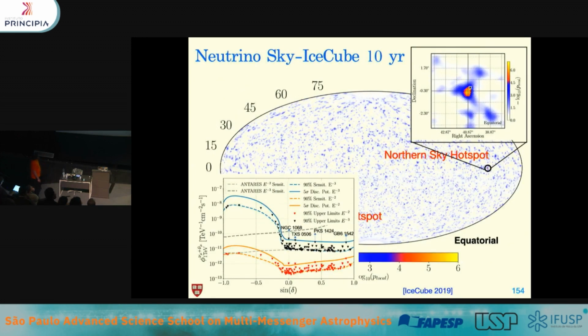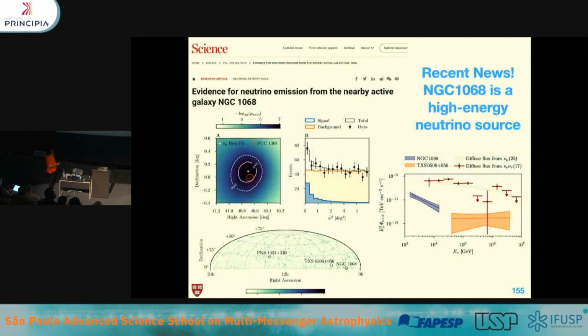There are 3 important neutrino hotspots in the sky. These are NGC 1068, TXS 0506, and PKS 1424. The brightest of these is NGC 1068, and that was recently announced to be a neutrino source, which was published in Science last year.